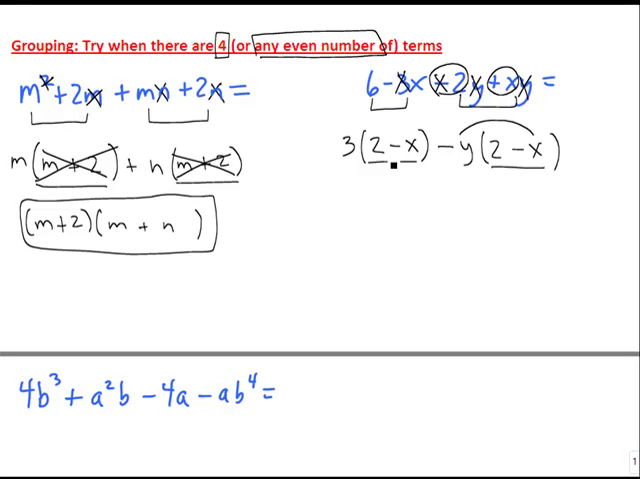So now what's in these 2 sets of parentheses match exactly. So I can pull it out like a GCF, and what's in parentheses after these 2 are gone is 3 minus y.